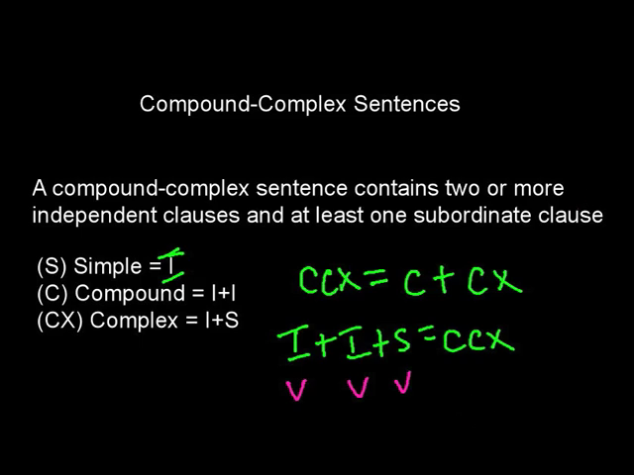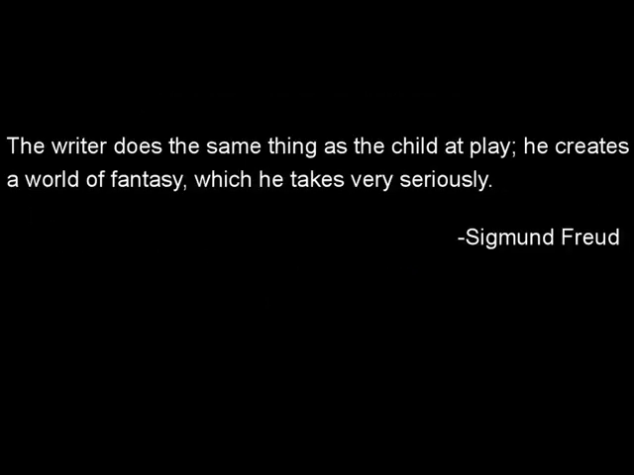So let's look at a sentence here. This is from Sigmund Freud. The writer does the same thing as the child at play. He creates a world of fantasy which he takes very seriously. So let's first start with counting the verbs. Does, right? First verb, creates. Second verb, takes. Third verb. Okay, we have three verbs here.